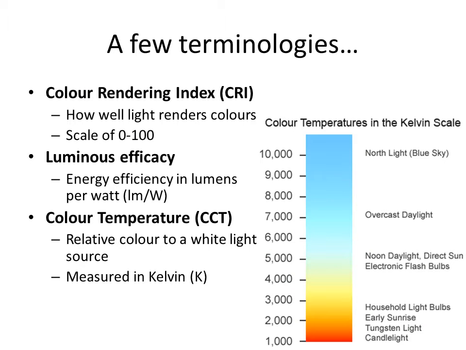A few terminologies before we proceed. Color rendering index is a scale from 0 to 100 of how well a light source renders colors, generally relative to an incandescent light bulb, which has a CRI near 100. Luminous efficacy is a measure of energy efficiency of light in lumens per watt. It is the amount of light produced for every watt of electricity consumed. And color temperature refers to the light's relative color appearance, describing if the light appears more yellow or bluish in color. It is also measured in Kelvin.